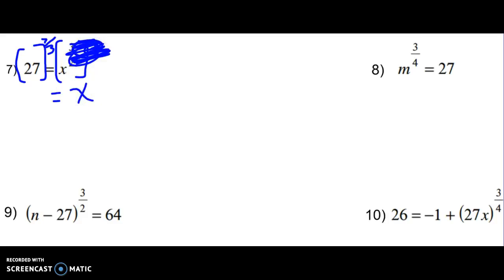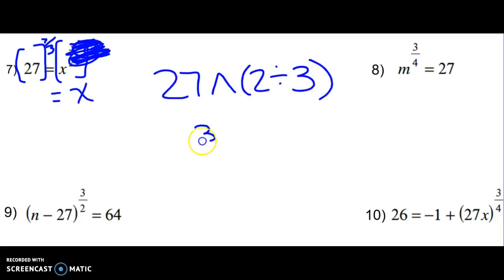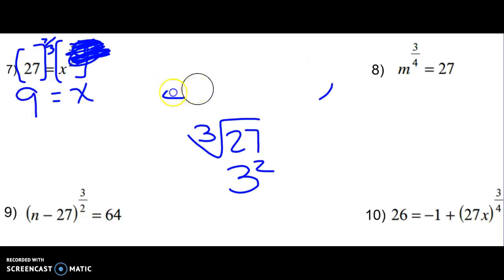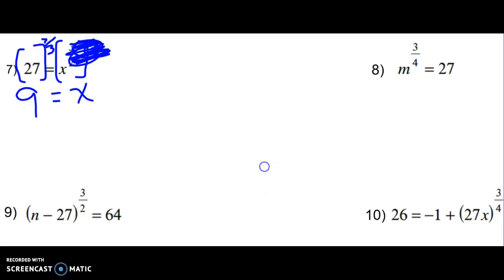And then 27 to the 2 divided by 3. Now think about this. You're taking the cube root of 27, which is 3, and then you're squaring it, so it's 9. And that's your answer. X is equal to 9. All right, look at number 8.